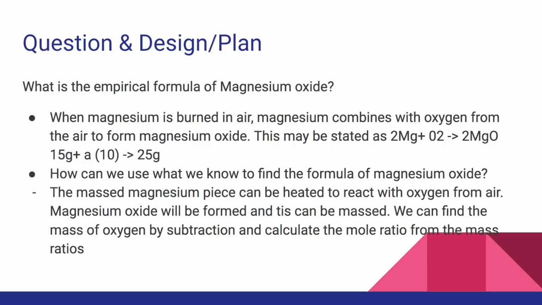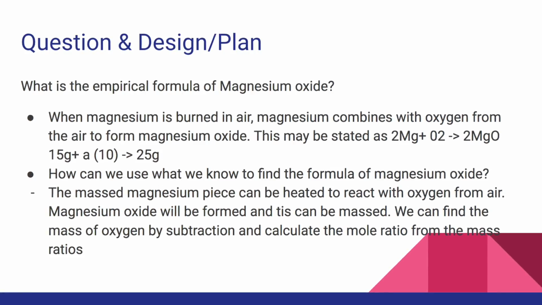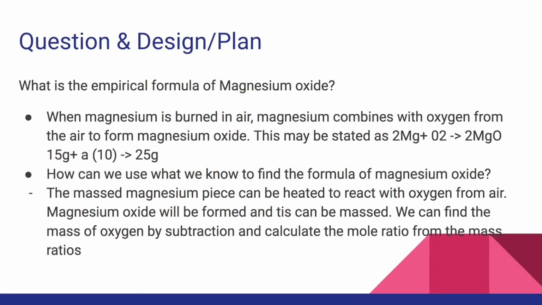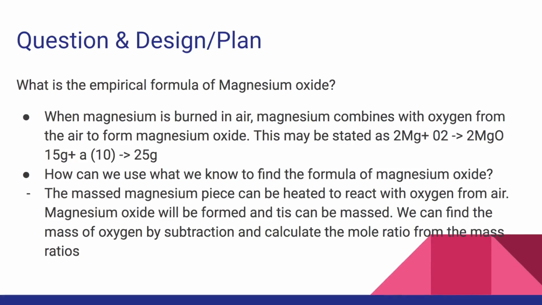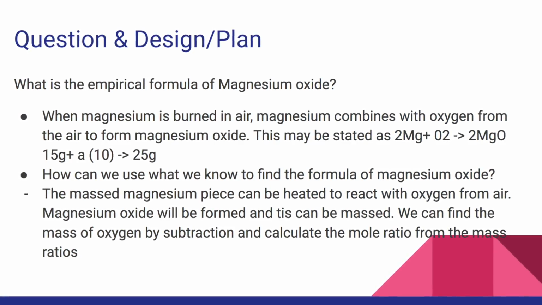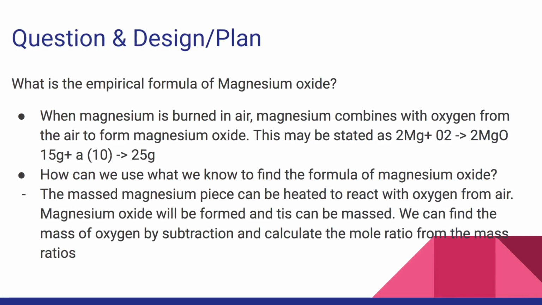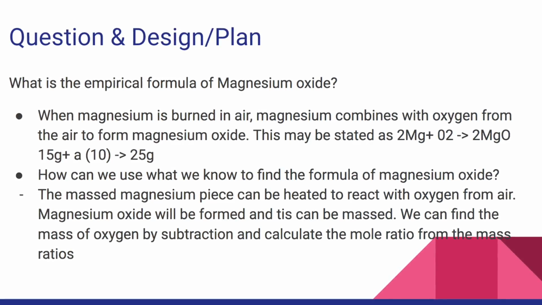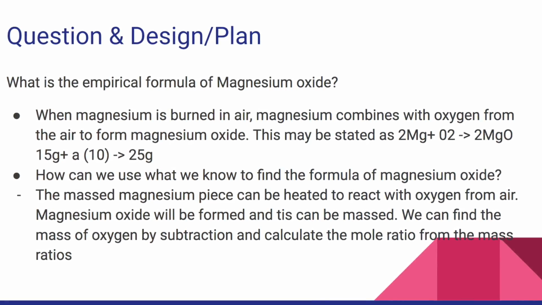When the magnesium is burned, magnesium combines with the oxygen from the air to form magnesium oxide. This may be stated as 2Mg plus O2 produces 2MgO.